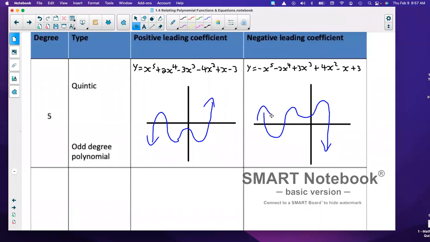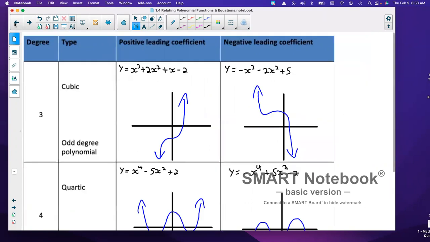So what we're going to do next is look at some patterns with all these graphs. So one thing that you may have noticed as I was drawing these out is our maximum amount of hills and valleys is equal to 1 less than our degree. So for example, this is degree 5. We've got 1, 2, 3, 4 hills and valleys.